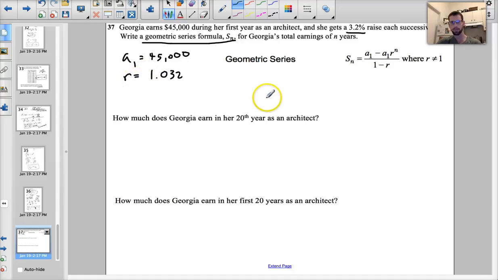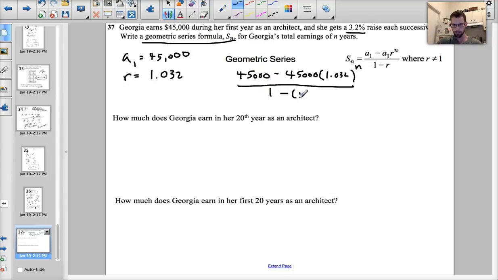Now, to find this equation, I just have to substitute both of those in. So I'm going to do 45,000 minus 45,000 times my common ratio raised to the n power, over 1 minus my common ratio. And that is what I needed to write the formula after n years. We don't know what n is in this case.